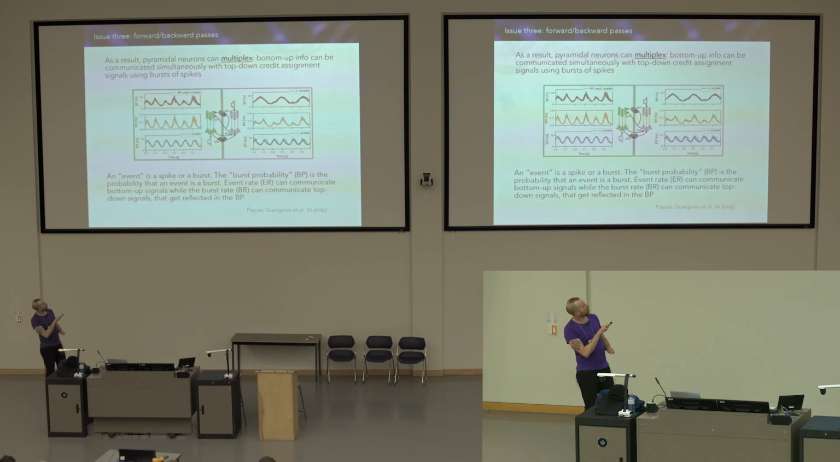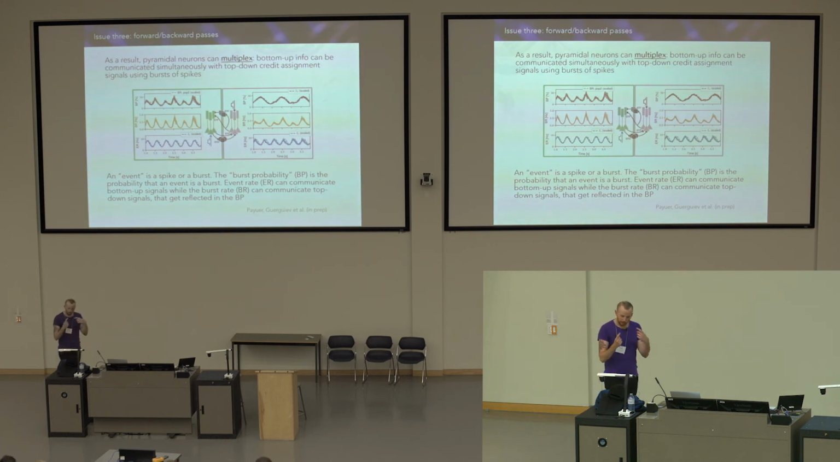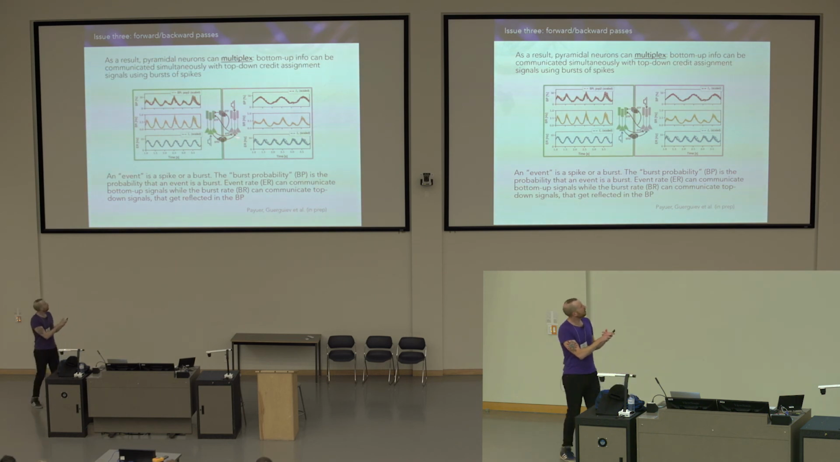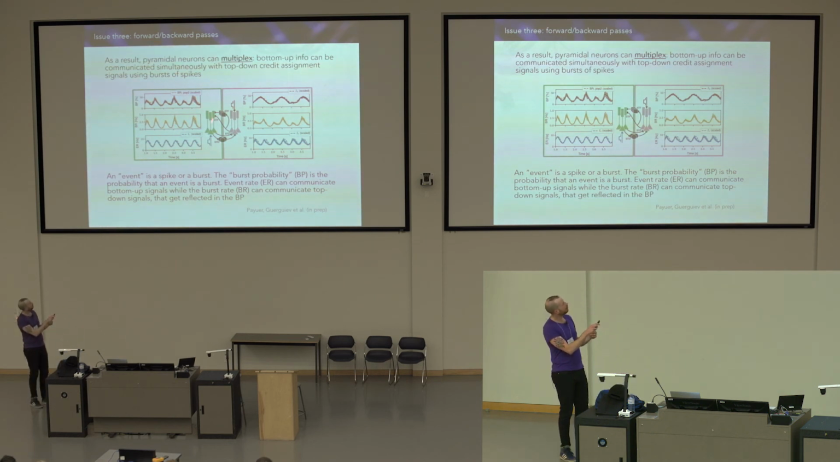Meanwhile, the event rate will tend to track the input to the basal dendrites. So here we see some input to the basal dendrites, and we see the event rate, and it's following that. The burst rate is then going to be a combination of those two. But what we can show is that if you communicate the burst rate down through the network to another set of neurons into their apical dendrites, and the event rate up to another set of neurons, you can basically send your top-down signal back down through the network.